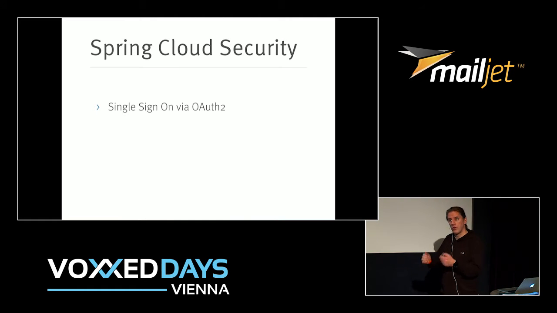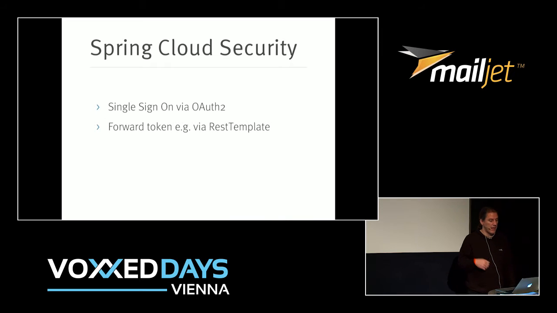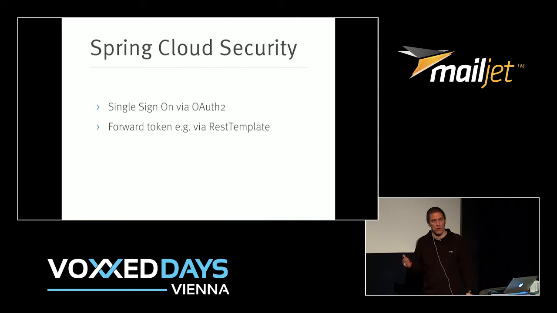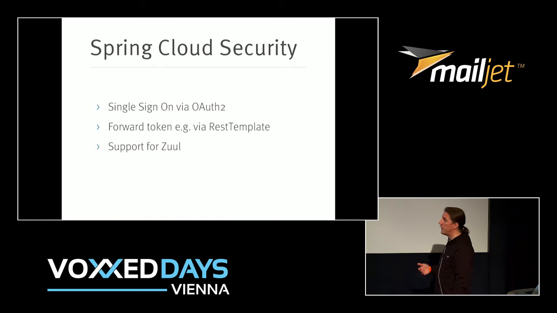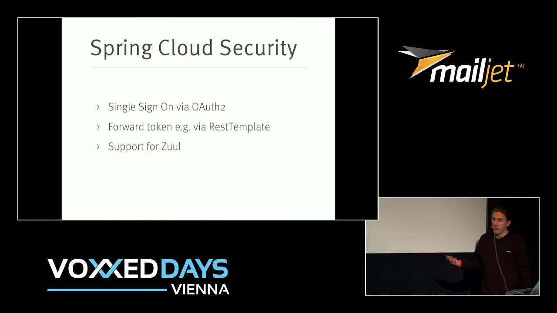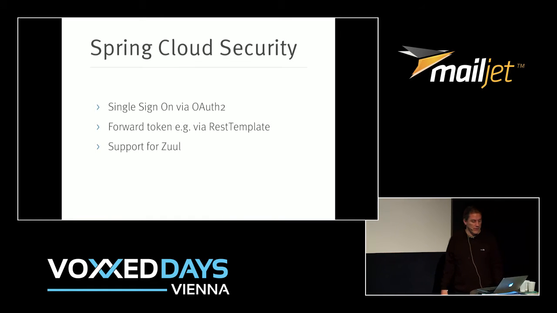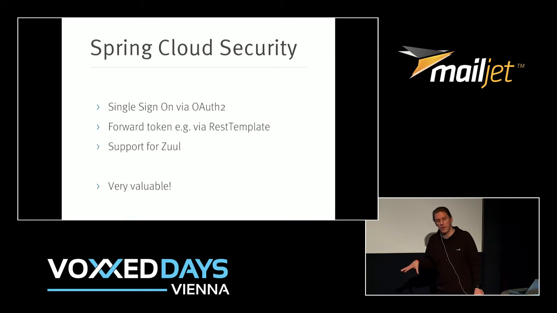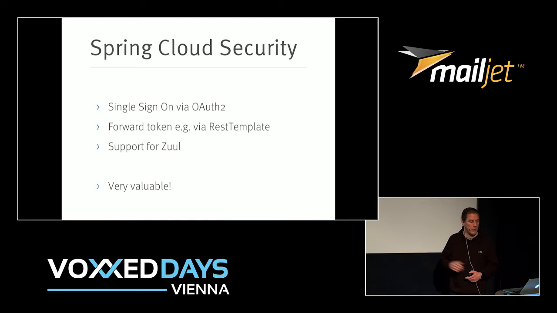So you would log in and say, I'm Eberhard Wolff, here's my password, and in return you get an OAuth 2 token. And that token is forwarded through REST templates and so on. It's also forwarded if you do routing in Zuul. And I think that's very valuable because this approach to security is basically what you need in a microservices environment. And this is implemented for you.